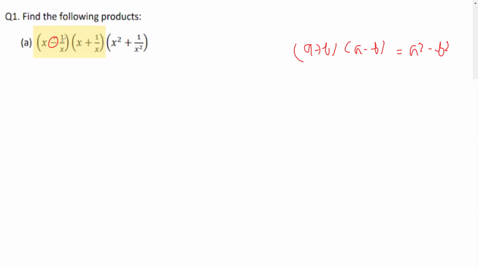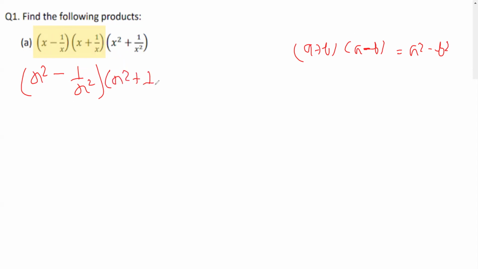Don't take this sign along with this. The sign is dealt with by the formula. So we just have to take this as a and this as b. So a plus b multiplied by a minus b is a square minus b square. As you know, 1 square is 1, and that's the reason we can simply write a square over here. Now we'll copy this part as it is.